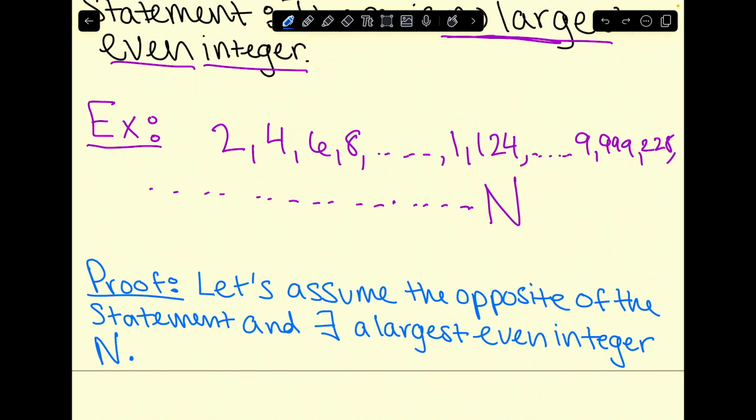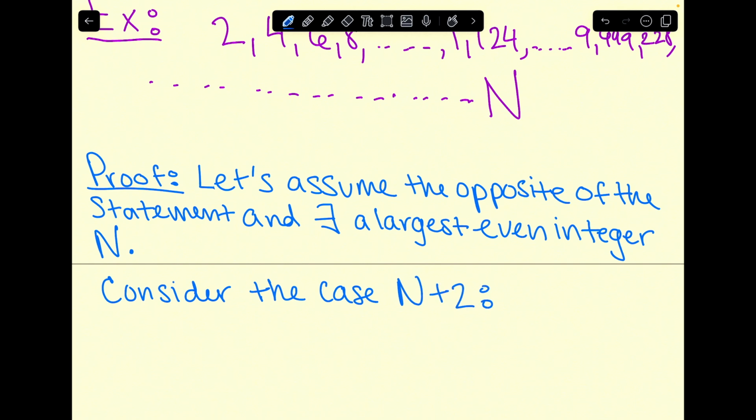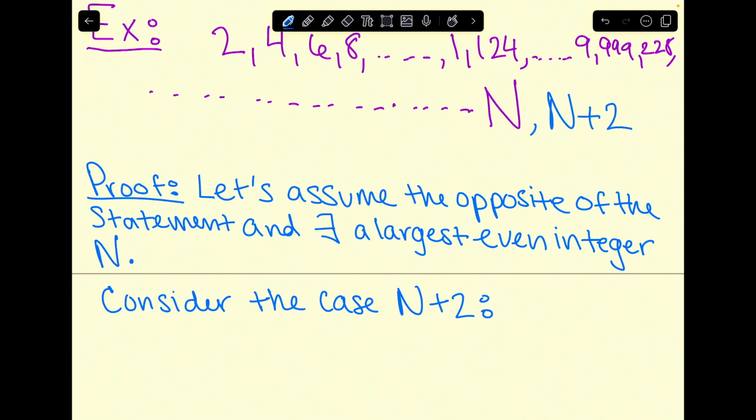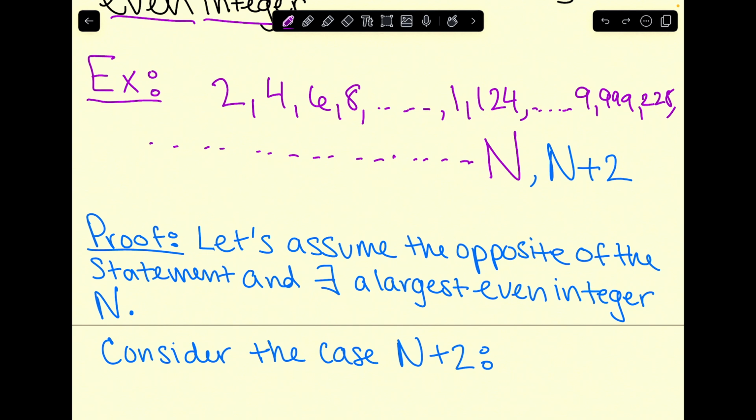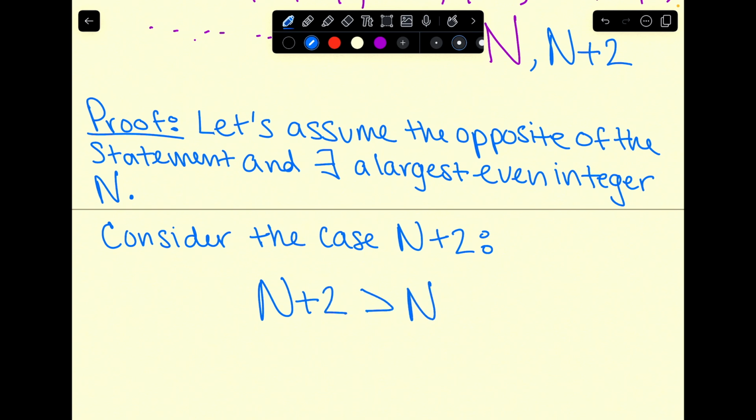Well, if that's the case, let's consider what happens when we add 2 to n. So consider the case n plus 2. Now, what happens when we add 2 to n? Well, that means we get another even integer. In our assumption, we assumed that n was the largest even integer, the integer that's the largest of all the even integers. That means, however, if we add 2 to that largest even integer, then we get another even integer. All that means is that n plus 2 is then larger than the number that we said was the largest.